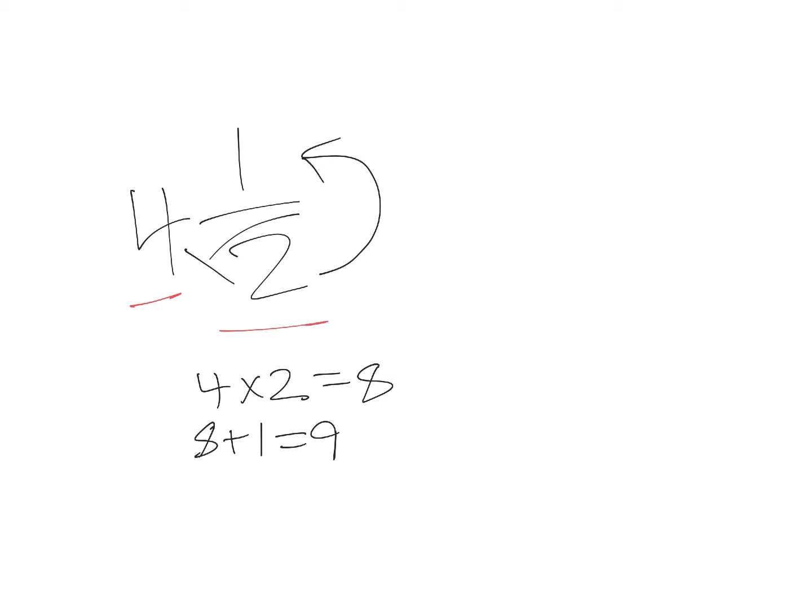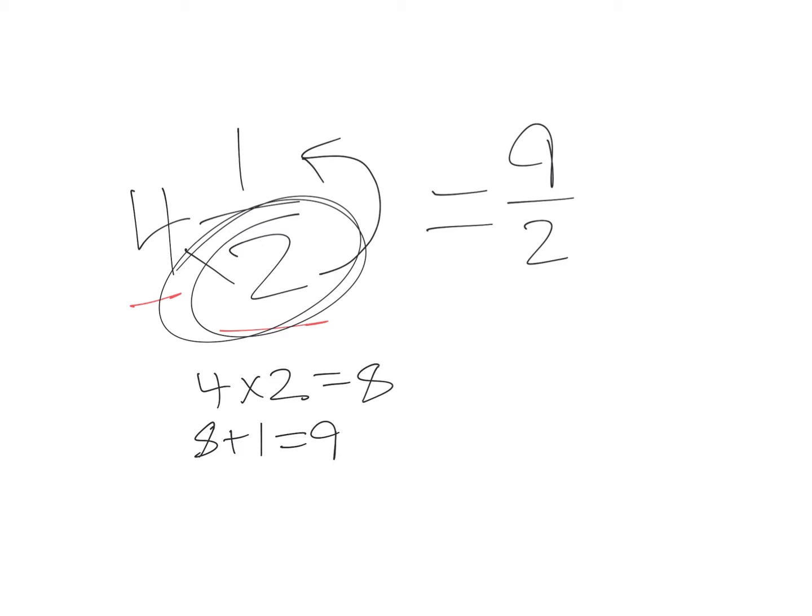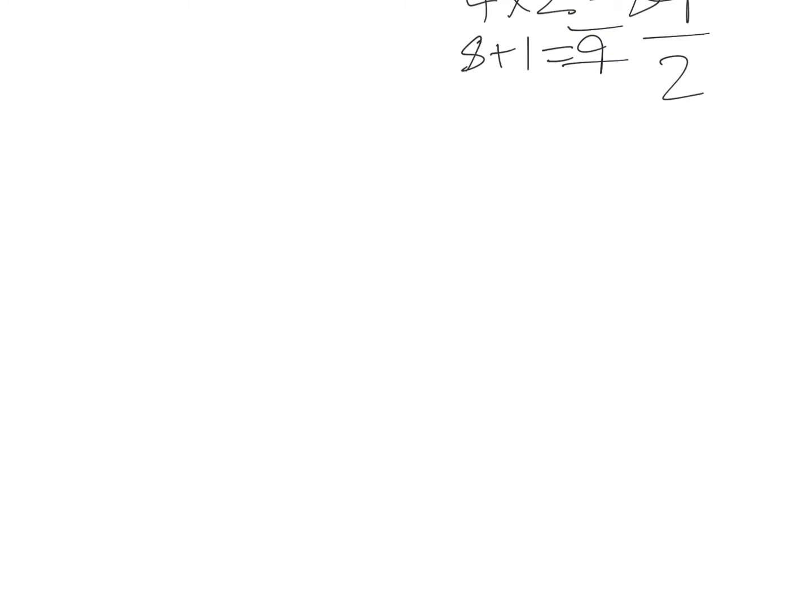Okay, so the way that we change a mixed number into an improper fraction is that we multiply the top number and the bottom number. So we got 4 times 2 equals 8, and then we add that to the top number. So we have 8 plus 1 equals 9, and then we write that over our unit. So 4 1/2 is the same as 9 halves, right? So let's try another one.